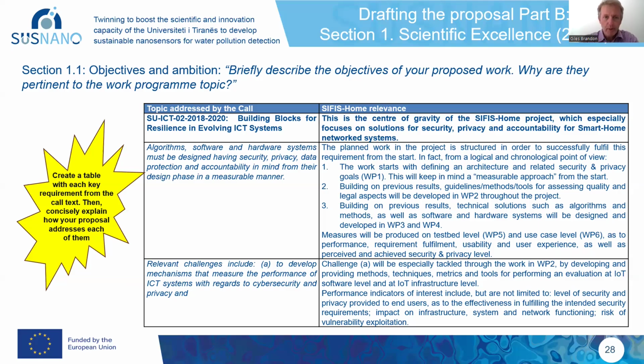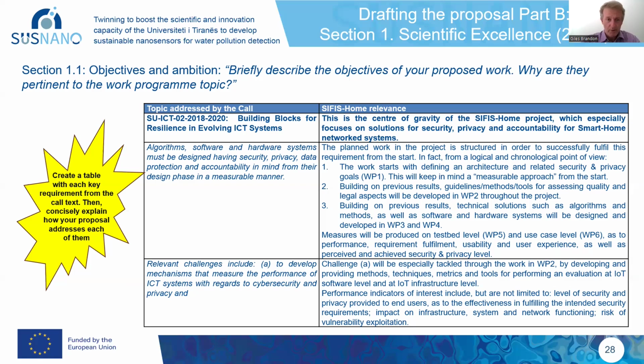Now, with that said, on the lower part of the screen, you see this table and this bright yellow star. In order to address this particular requirement, the classic thing that proposal writers do is create a simple table with 2 columns. The example I'm showing here was from a Horizon 2020 project I had called SIP is Home. It was written in response to a call way back in 2020, building blocks for resilience in evolving ICT systems.